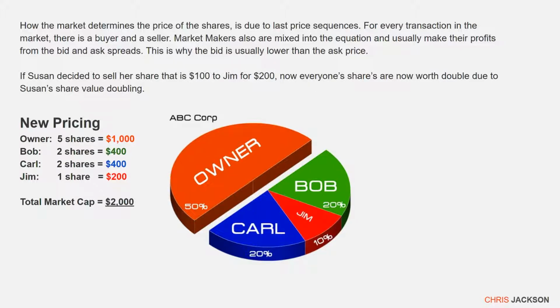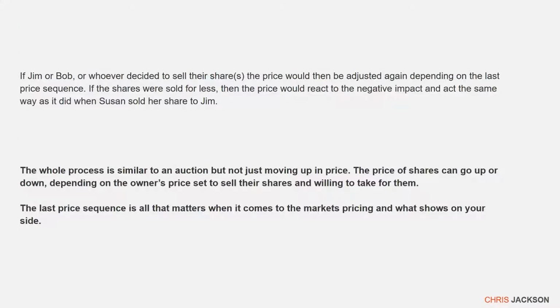Now, if Susan decided to sell her share that is $100 to Jim the investor for $200, everyone's shares are now worth double, due to Susan's share value doubling. So the owner's shares now become $1,000, then Bob $400, Carl $400, and Jim $200. Total market cap is now $2,000. If Jim or Bob or whoever decided to sell their shares, the price would be adjusted again depending on the last price sequence. If the shares were sold for less, the price would react to the negative impact and act the same way as when Susan sold her share to Jim.